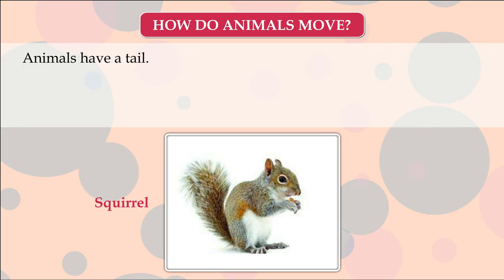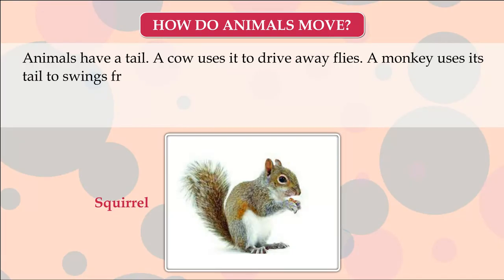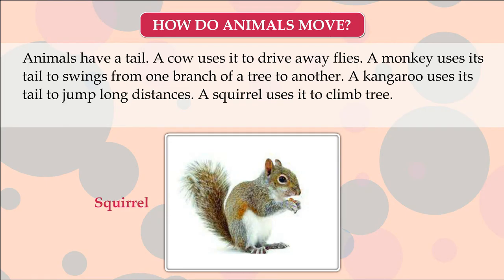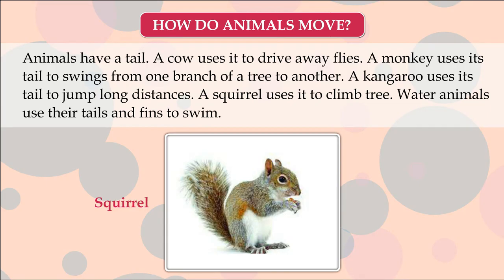Animals have a tail. A cow uses it to drive away flies. A monkey uses its tail to swing from one branch of a tree to another. A kangaroo uses its tail to jump long distances. A squirrel uses it to climb trees. Water animals use their tails and fins to swim.